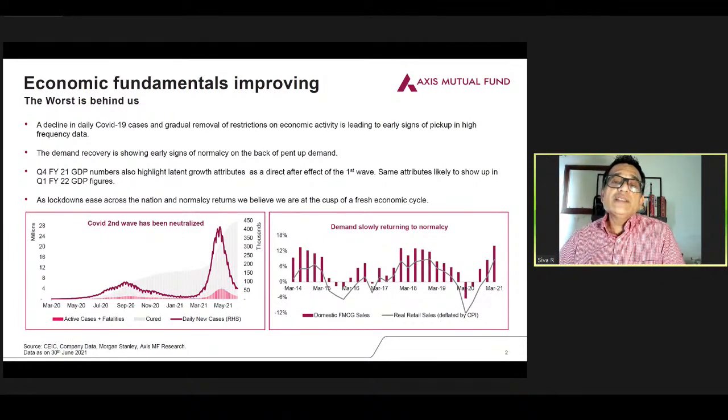Nevertheless, early indicators are that as we come out of the second wave, we are actually seeing a significant improvement in demand conditions and therefore broader macroeconomic conditions. The chart here shows FMCG sales, but that's actually reflective of a broader situation where we are seeing various parts of the economy start to do well. In fact, it's not just the consumer part of the economy which is starting to recover.